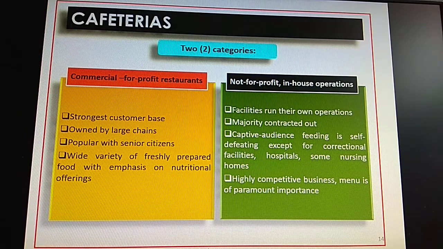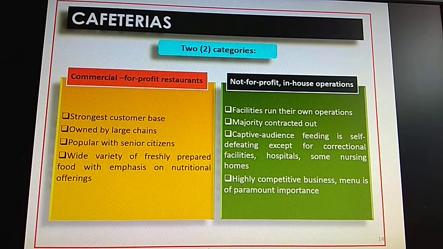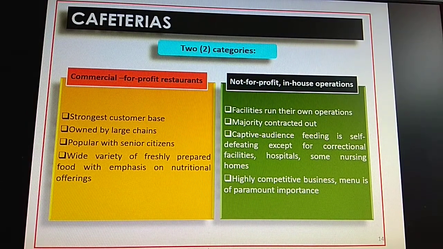And then the cafeterias. There are 2 categories of cafeterias. They are commercial for-profit restaurants, and then they are also not-for-profit in-house operations. The first one, commercial for-profit restaurants. Basically, they have the strongest customer base.